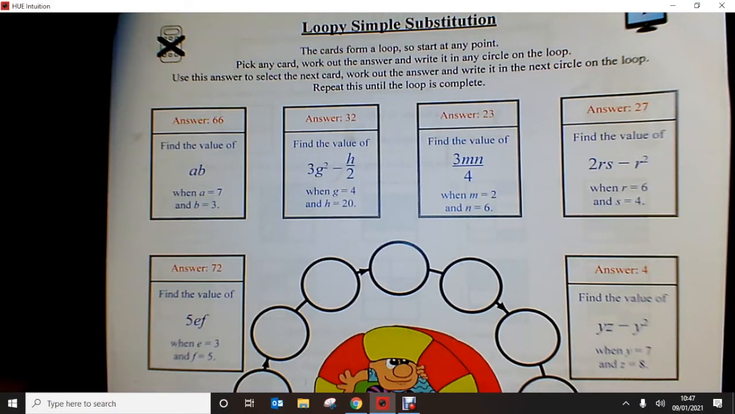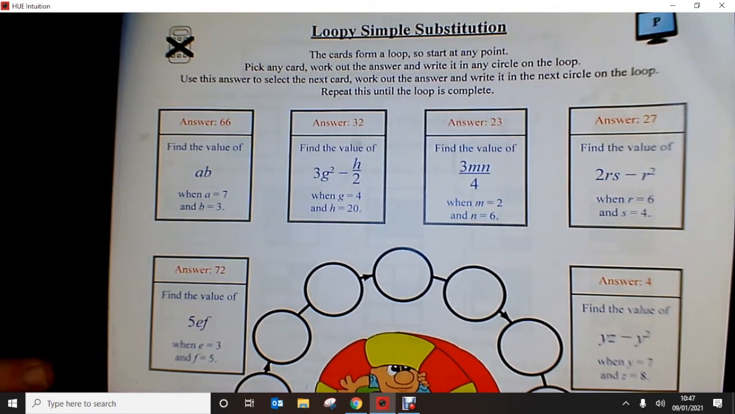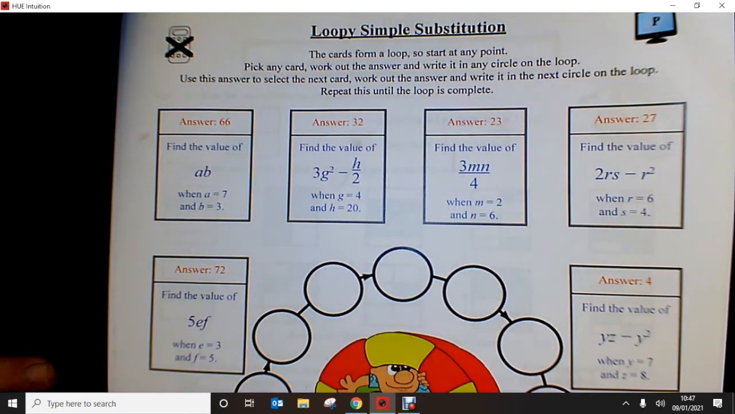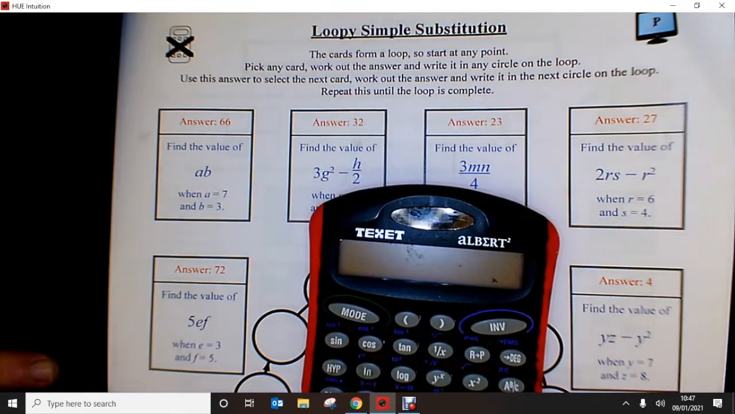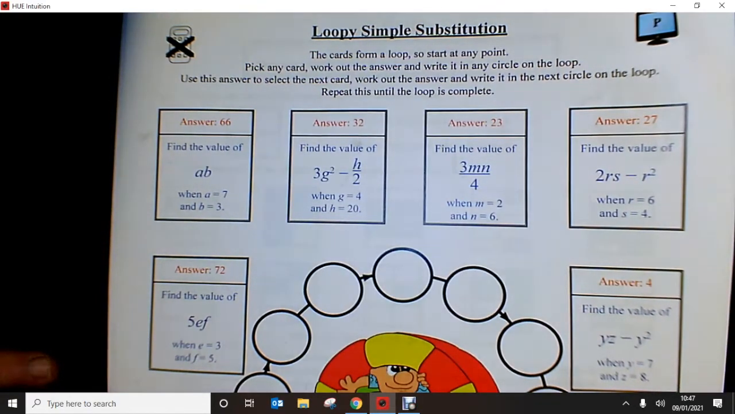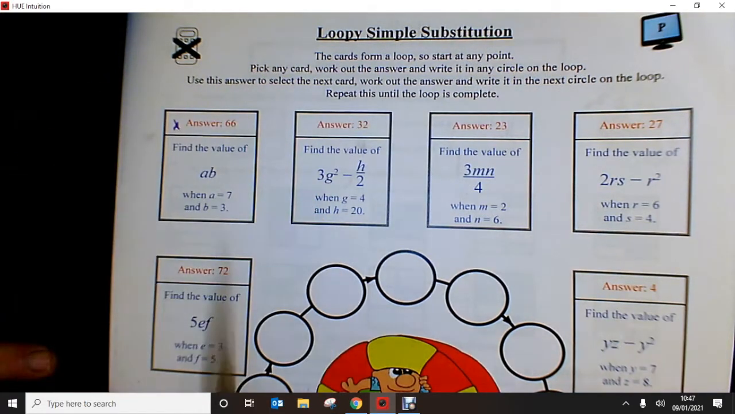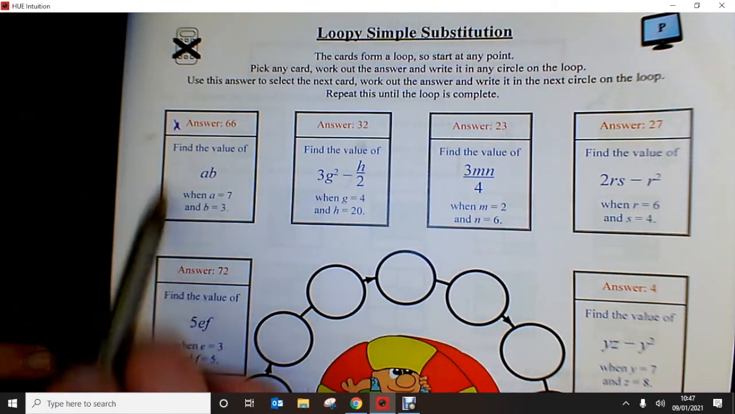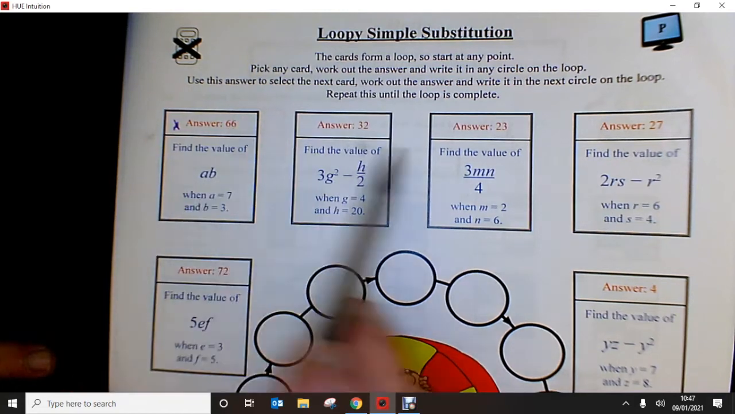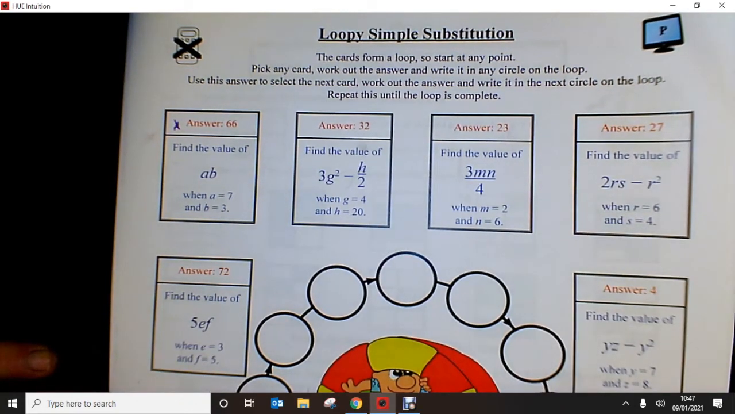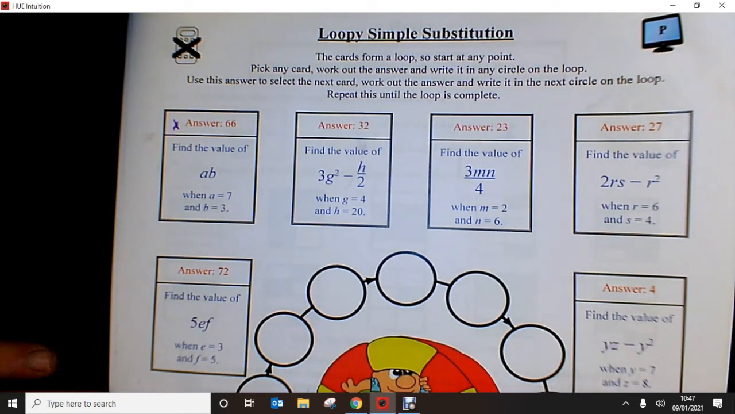We're going to look at doing the loopy simple substitution homework. Okay, so you're just going to need a calculator and then a starting point. I'm going to start on this top one. You're going to calculate the value in the bottom of the box, and that's going to lead me to one of the answers. Okay, and then that's going to be my next one in the circle.